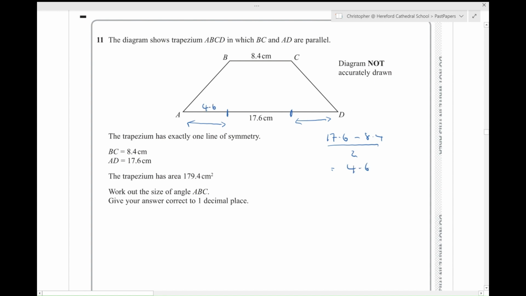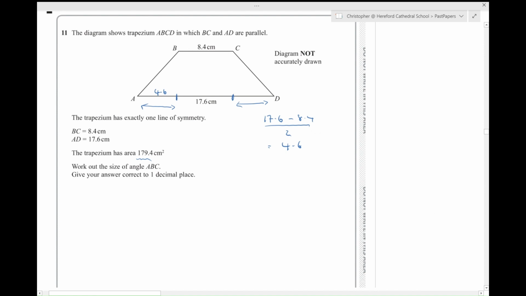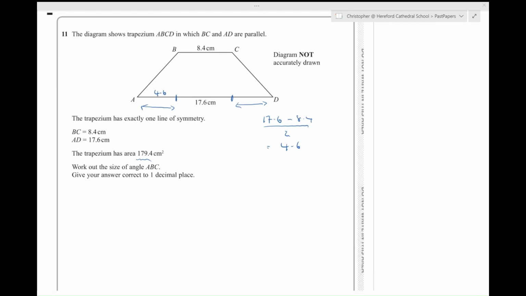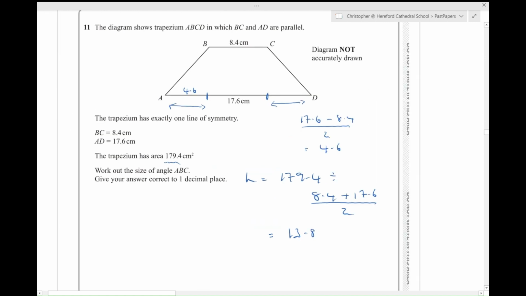Okay. Now, I know the area of the trapezium and I know the two lengths. So I know that the height of the trapezium, h, is going to be that area divided by the average of the two lengths, 8.4 plus 17.6 over 2. So that tells me that the height is 13.8. Now let's put what we know on the diagram there.